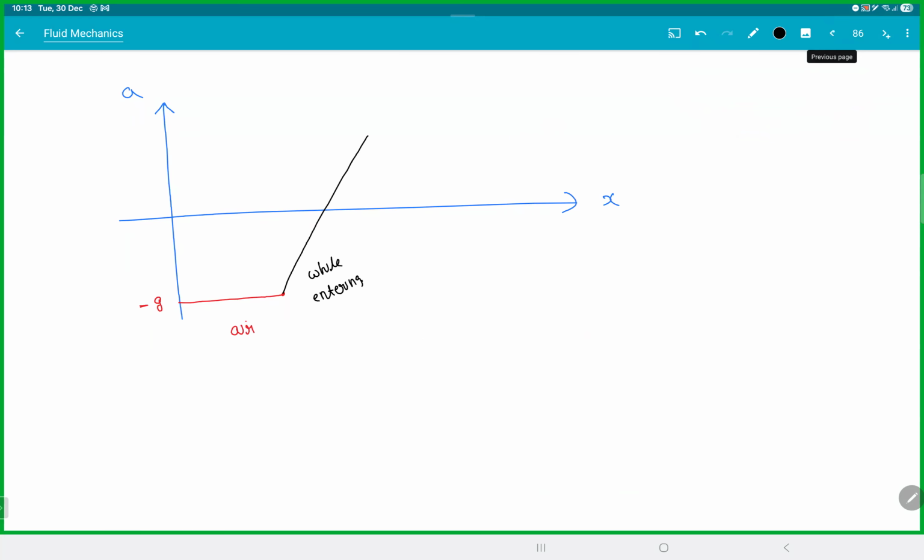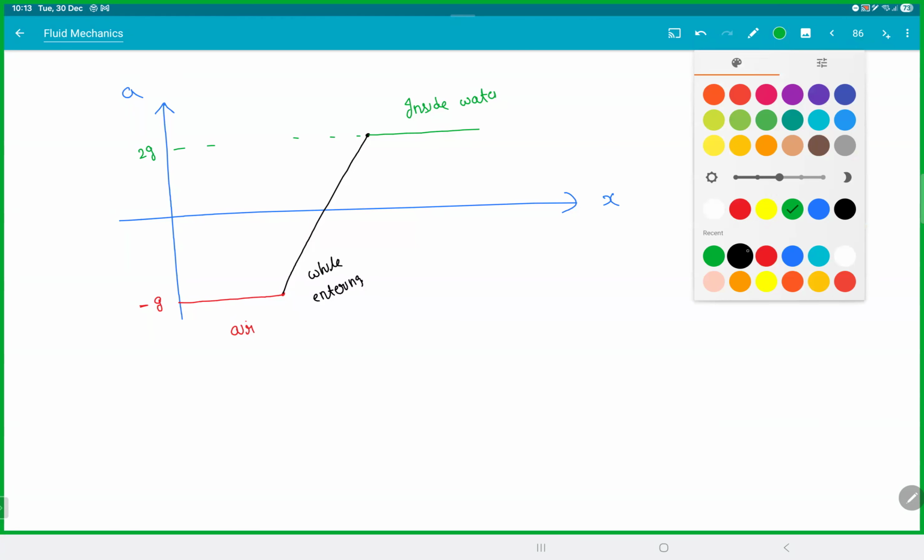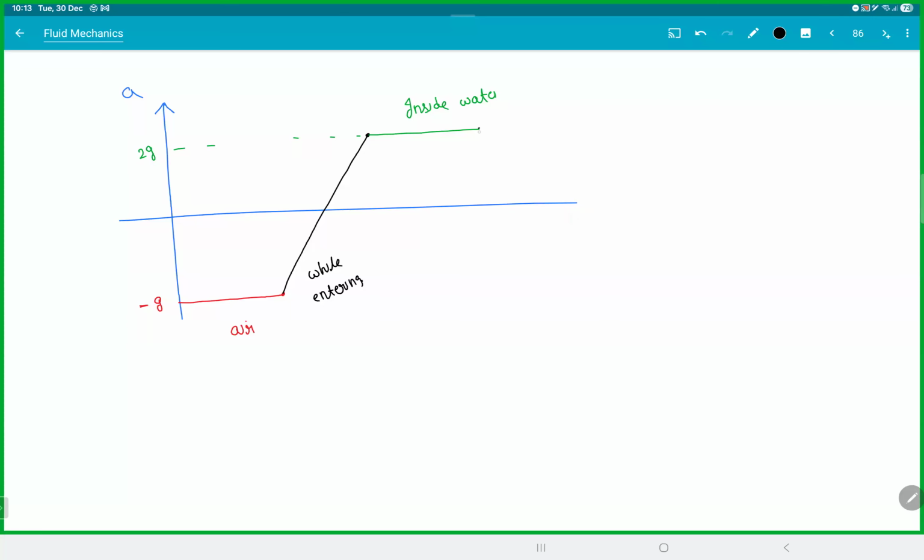And once you completely enter, you are in this scenario. This is inside the water. Once you're inside the water, again, acceleration becomes constant, which we calculated, this was 2g. And then it repeats again. After this, once you start coming up, this is again coming out. Then again you start flying in the air. Then again you go up. So this will keep repeating. This is how the graph would look.